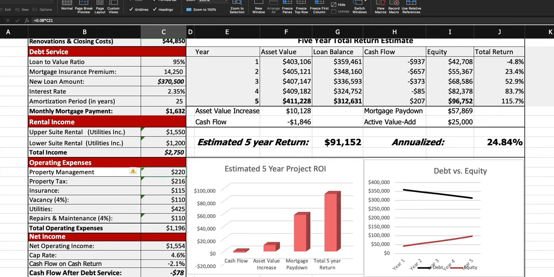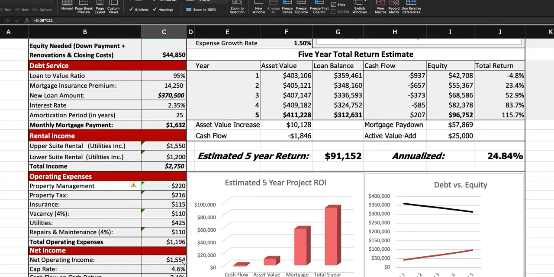I like to keep property management factored into deals just in case you want to hand it over to a professional property manager one day. At least you know that it works within your budget.